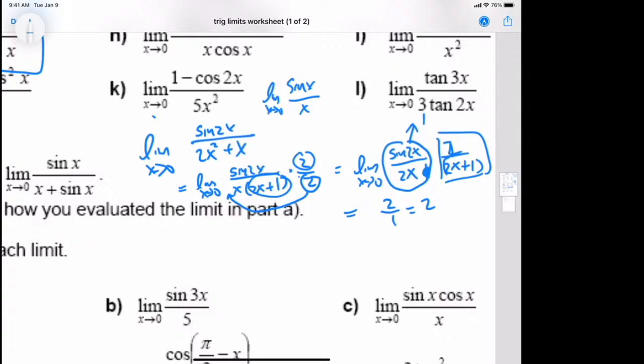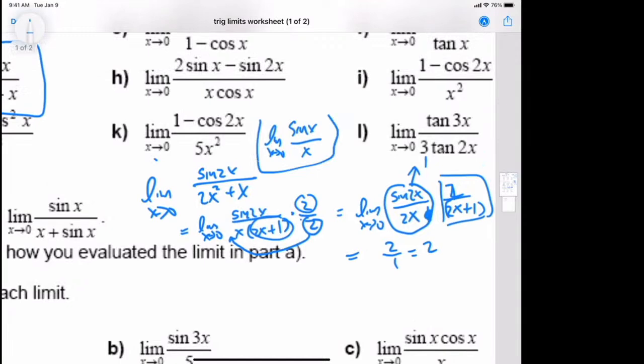Okay, that makes a lot more sense. Okay. Is anybody still struggling? So I see that you separated the fractions, and the second fraction becomes 2 over 1. But the first fraction with sine 2x over 2x, what does that become? That becomes 1, because the limit of x approaching 0 of sine x over x is going to become 1, or sine of 2x over 2x is going to become 1. Oh, okay.